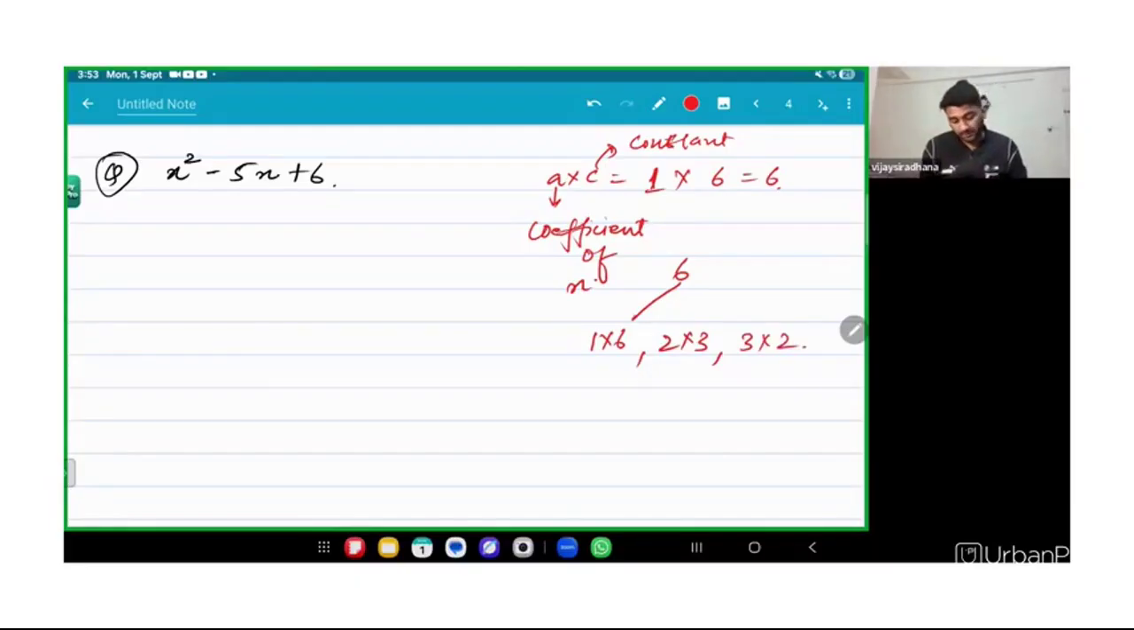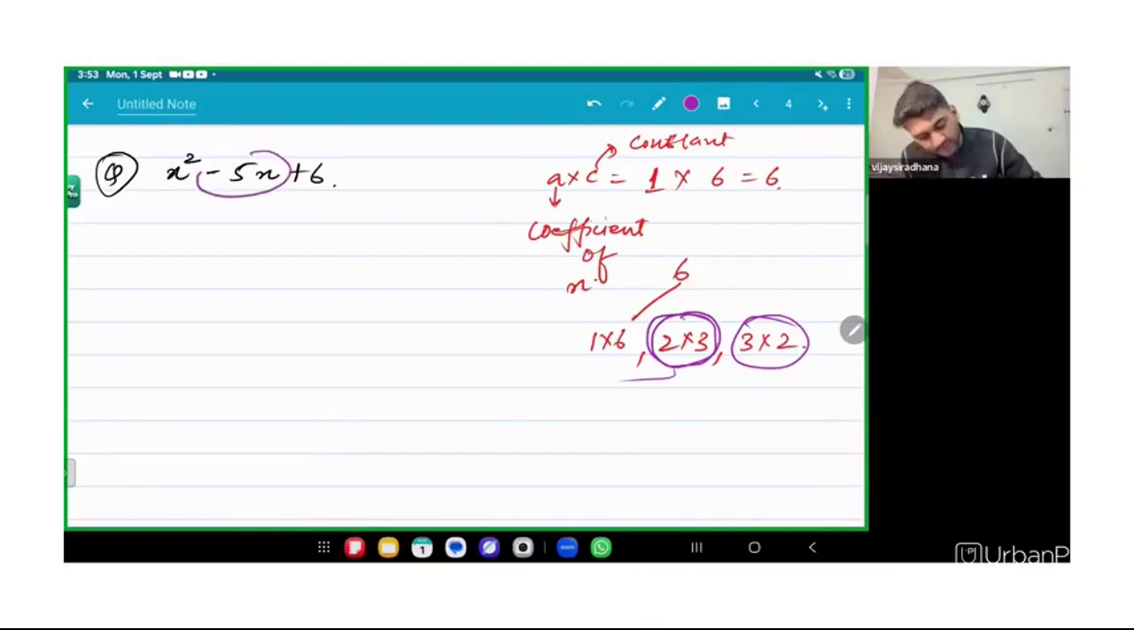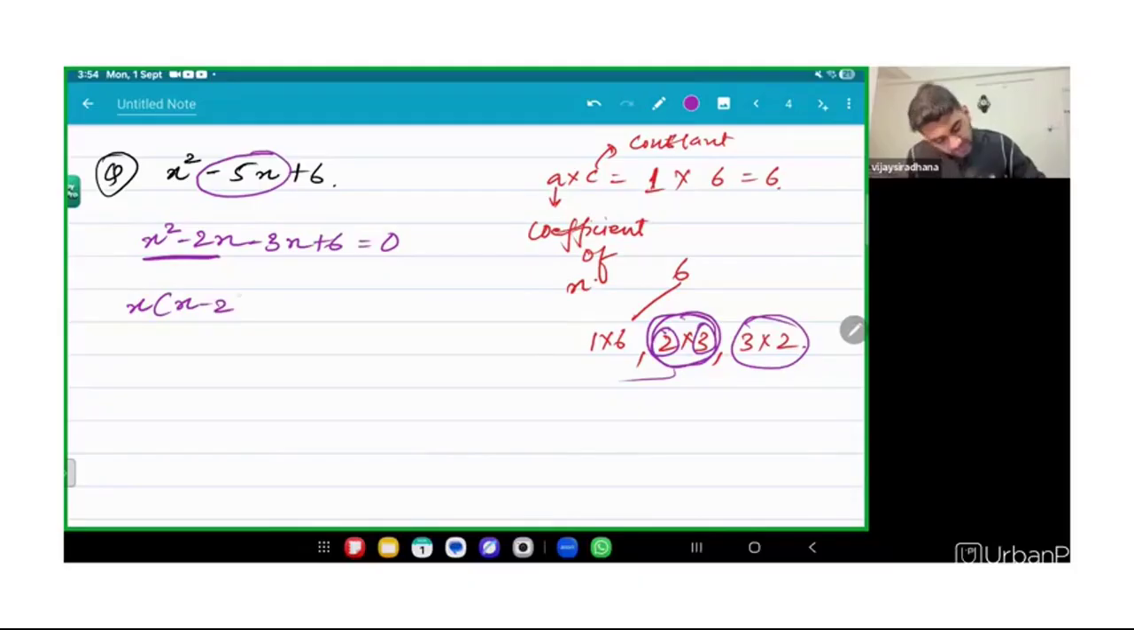Right? Now, if we add minus 2 and minus 3, this is a possible result. So we'll try this one. So if we split the middle term minus 5x in such a way, x square minus 2x minus 3x plus 6 is equals to 0. So now what is common in these two? Common is x, so we will be left with x minus 2. The same thing will be written over here, x minus 2.